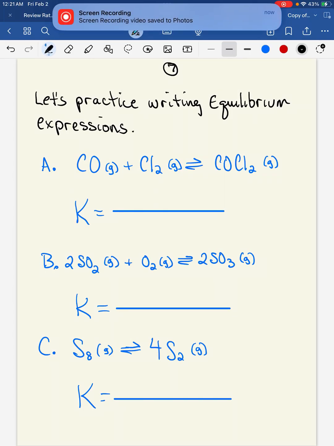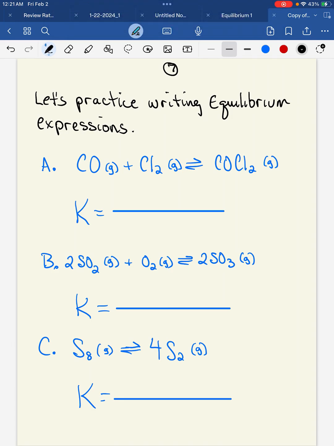Okay, we're back. This is video 2 of the equilibrium video introduction. So let's practice writing those equilibrium expressions using the law of mass action. In this equation here, we're going to put the products over the reactants. No coefficient, so there won't be any superscript.